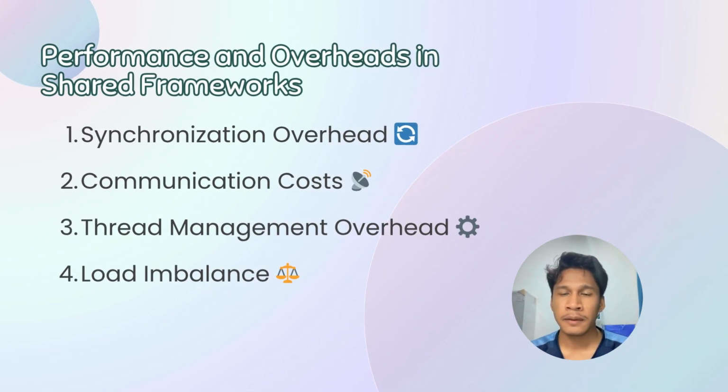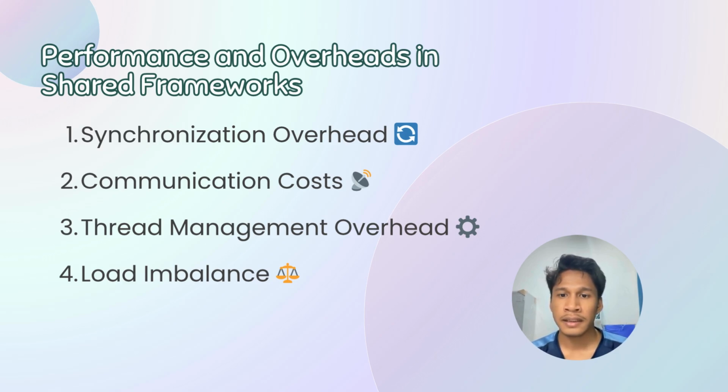Next is practical performance and overheads in shared frameworks. The first one is synchronization overhead. In parallel merge sort, threads must wait at each merge level until both subarrays are sorted. These waiting periods introduce idle time and reduce CPU utilization. Second is communication cost. In shared memory systems, threads often share data structures and need to manage cache coherence, which introduces latency. Memory bandwidth becomes a limiting factor, especially during the merge phase for large arrays.